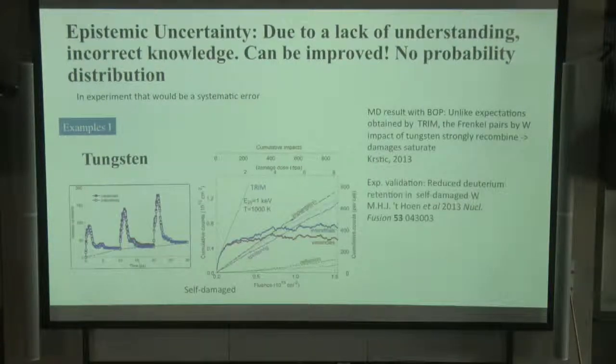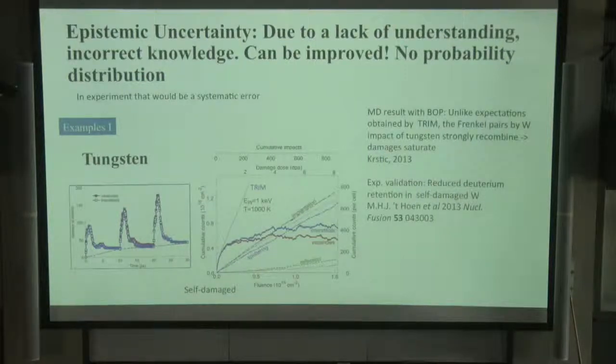Another kind of uncertainty is epistemic uncertainty. That's what essentially our madam speaker was talking about. That's due to lack of understanding. We do not know what is happening. We don't know what the processes are. So we are including not enough phenomena to get a sensible output. An example is here on tungsten.